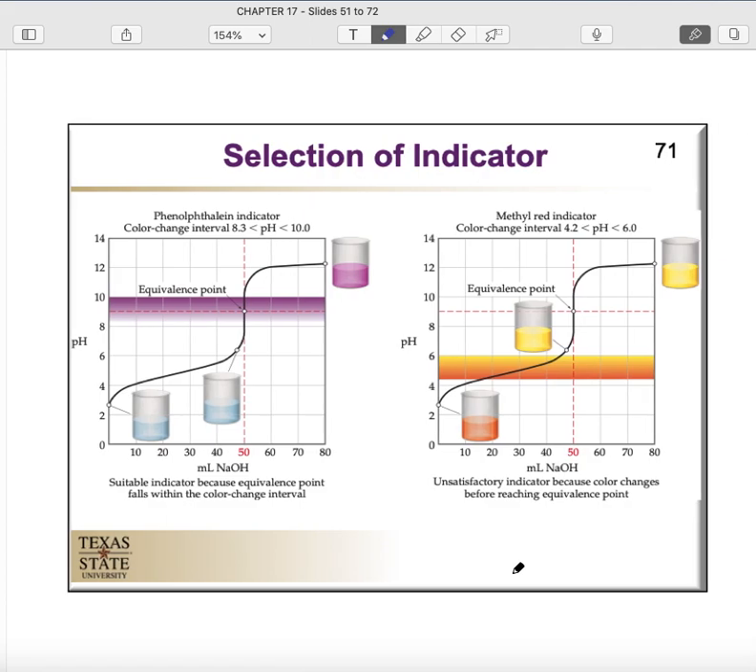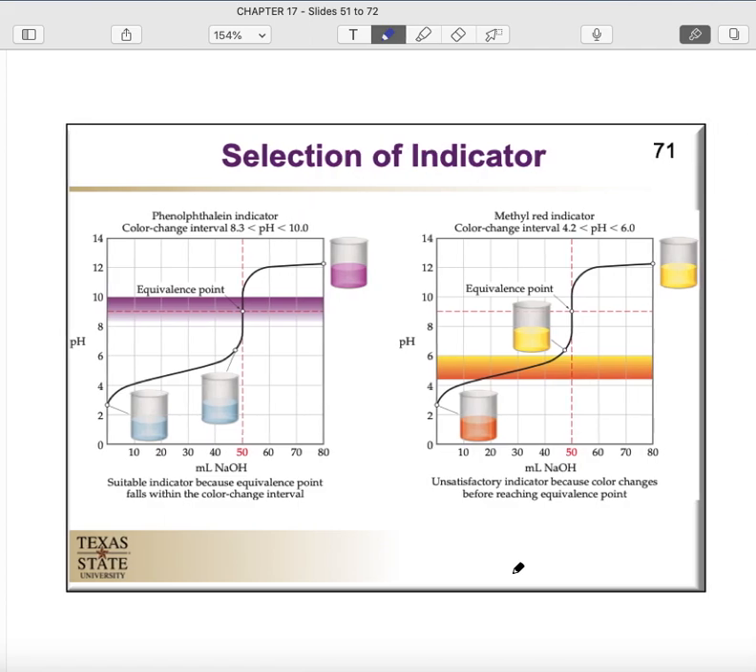All right, so selection of indicator. We said that we want to select an indicator that ideally changes color very close to the equivalence point of our titration, right? For example, in this titration, we're titrating a weak acid with a strong base, and we can see that just by looking at the shape of the curve. It's the same titration on the left and on the right. We know that the equivalence point is at about a pH of 9 in this particular case.